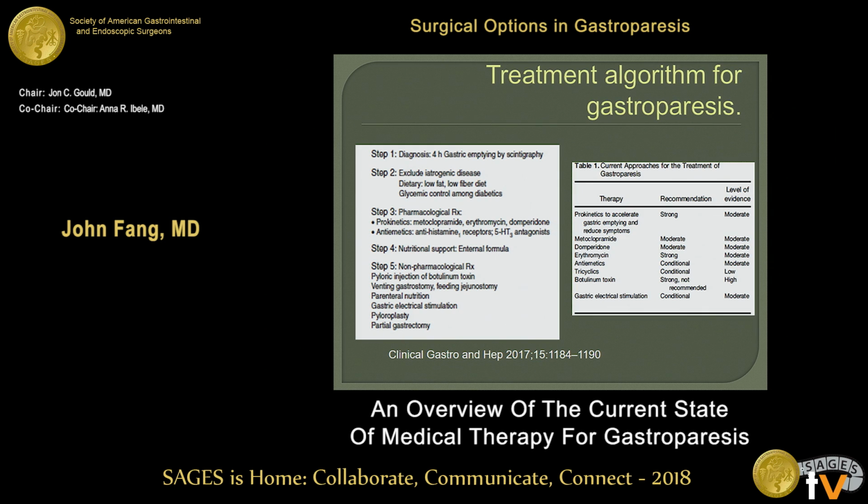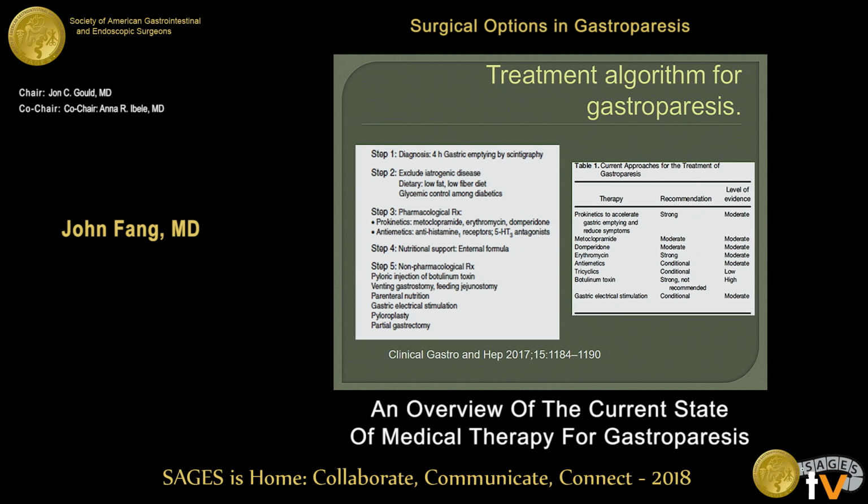Okay, here's our treatment algorithm from the GI literature. Step 1, you have to do a gastric emptying. They have to have typical symptoms. You exclude iatrogenic disease, meaning medications and the like. We use dietary maneuvers initially, a low-fat, low-fiber diet, and then, of course, if they're diabetic, try to get their diabetes under control. Then it's a combination, drug-wise, of prokinetics and antiemetics, and we'll go through those in more detail. Nutritional support, enteral feeding tubes. That's kind of how I got into this business. And then step 5, the gastric electrical stimulation, pyloroplasty surgery. Those are for the next presenters.